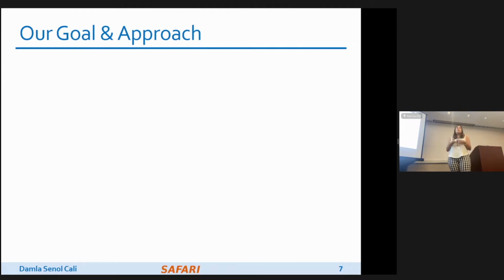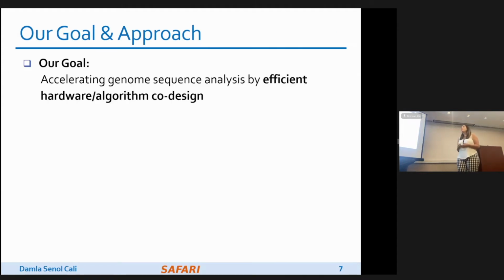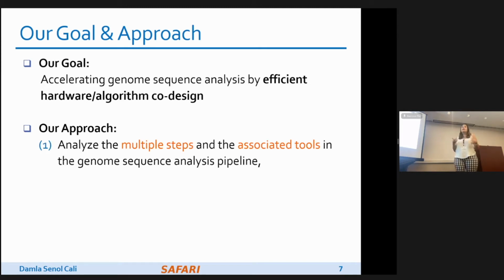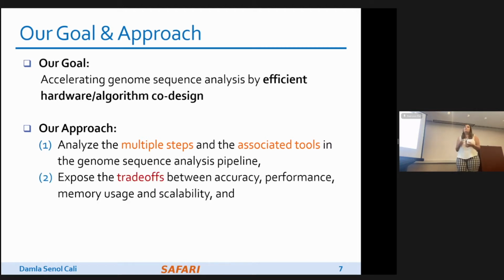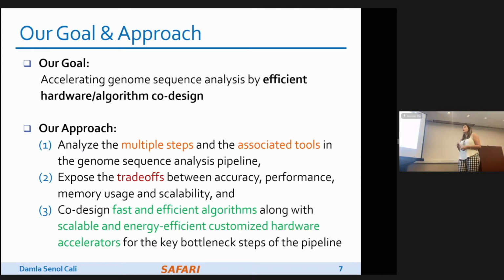Because of that, as part of my PhD work, our goal was to accelerate genome sequence analysis by efficient hardware algorithm co-design. And we followed a three-step approach for this. First, we analyzed the existing tools for the multiple steps of the genome sequence analysis pipeline and exposed the trade-offs between accuracy, performance, memory usage, and scalability. And after detecting the bottlenecks, we co-designed fast and efficient algorithms along with scalable and energy-efficient customized hardware accelerators for the key bottleneck steps of the pipeline.